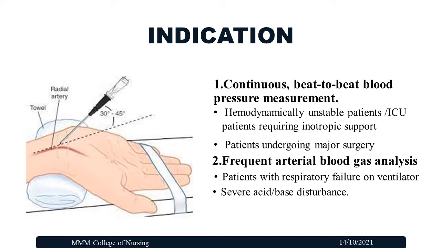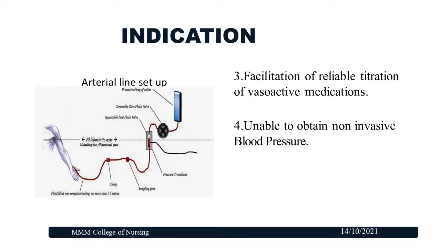What are the indications? The first indication is continuous beat to beat blood pressure measurement, because the patient is unstable being in the ICU with the inotropic drugs, or the patient is undergoing major surgery. After that, they will be connected to the arterial line. Then the continuous ABG analysis. The patient with respiratory failure, on ventilator, or severe acid base imbalance, the patient is on arterial line. The third one is the patient with vasoactive medication, and when the patient is unable to obtain non-invasive BP.